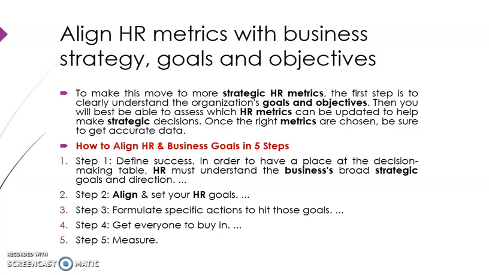Step 1 is you have to define success. In order to have a place at the decision-making table, HR must understand the business's broad strategic goals and directions. We need to think about the strategic goals, which means we need to think wider. Step 2 is align and set your HR goals. The third one is formulate, and the fifth one is get everyone to buy in. Step 5 is measure always. Measure in this sense means do your requirement, and not beyond that.